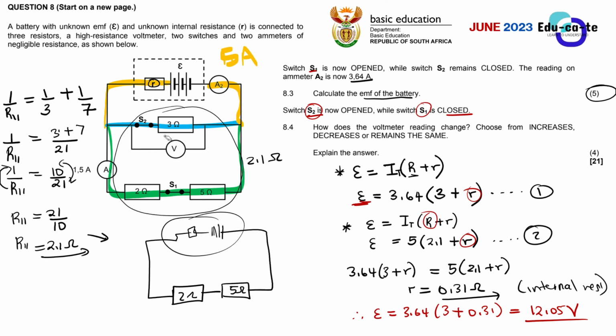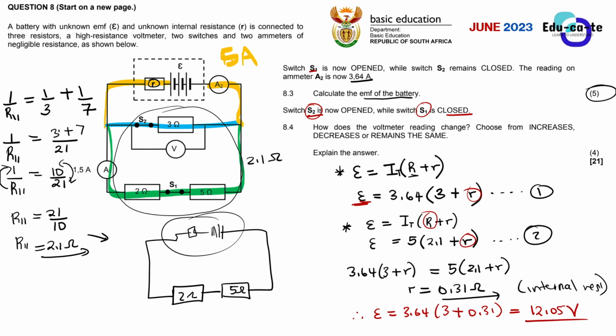Now, this conceptual question is asking, how does the voltmeter reading change? Choose from increases, decreases, or remains the same. The reading on the voltmeter, this voltmeter V. Remember, the voltmeter V is measuring the voltage across the 3 ohms resistor, right? So you know that when you remove a resistor in parallel, what happens? The resistance increases.